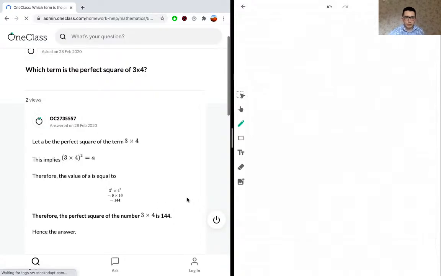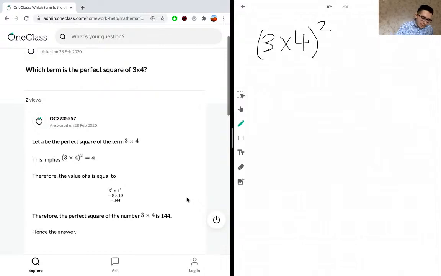Which term is the perfect square of 3 times 4? So the perfect square of 3 times 4 would be 3 times 4 squared. Simple enough, and then we can expand this out. We can do 3 times 4, which gives us 12, and then we get 12 squared, which is 144.